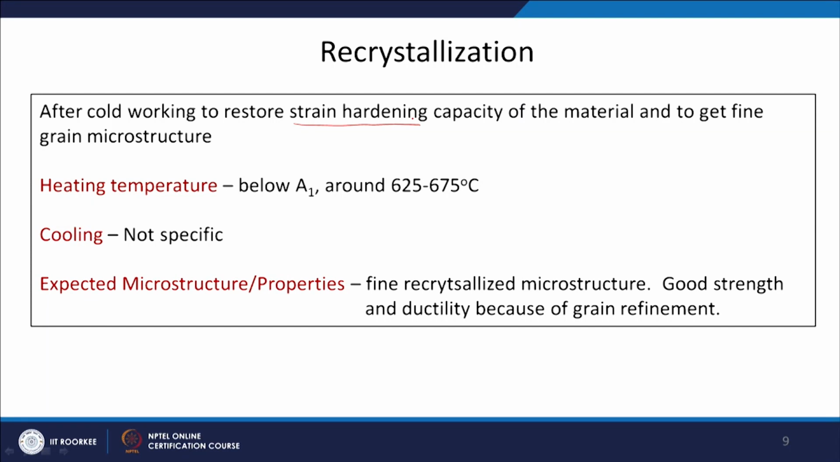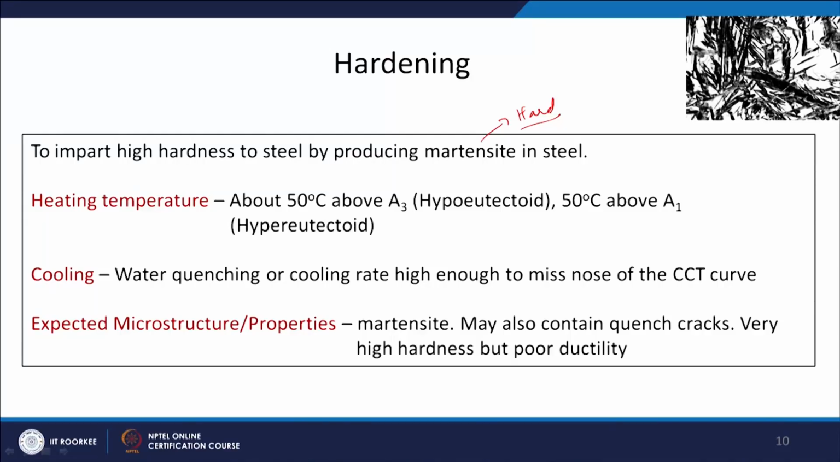This is another type of heat treatment given to materials. Then there is another heat treatment procedure called hardening, and this is to impart high hardness to steel by producing martensite in steel. Martensite is a very hard phase, very high strength, very hard. So, if I want to have hardness in the material, I will give a heat treatment called hardening. This is a microstructure of martensite. You can see all these martensite plates are there in zigzag arrangement.